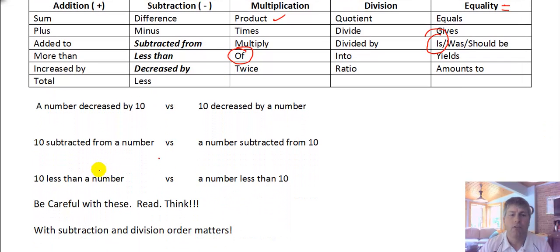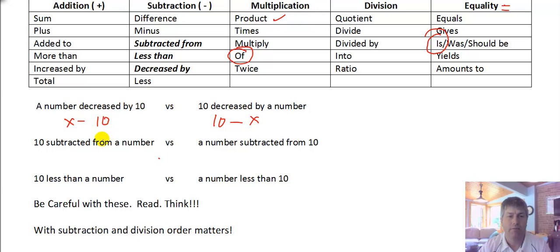Here are some I want you to be really careful with, especially with subtraction. With subtraction and division, order really matters. So if we have a number decreased by 10, well, we don't know what the number is, and we're decreasing by 10, that is going to be some number x minus 10. Versus 10 decreased by a number. A lot of guys will do x minus 10, but we're starting with 10, and we're taking something away, decreased by some number x.